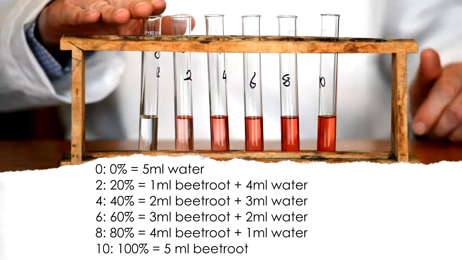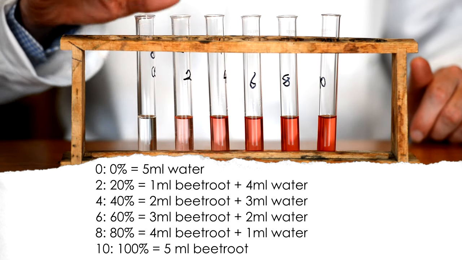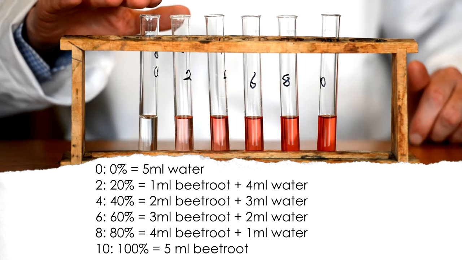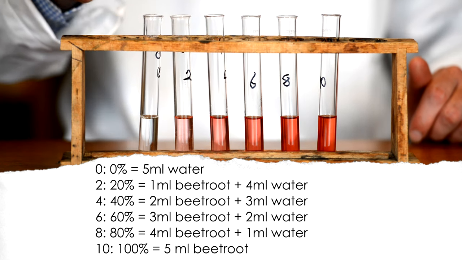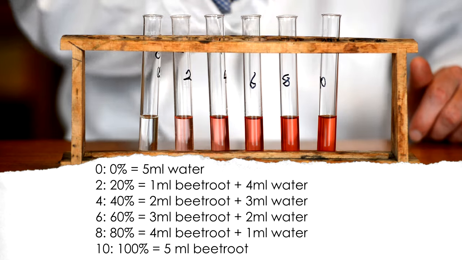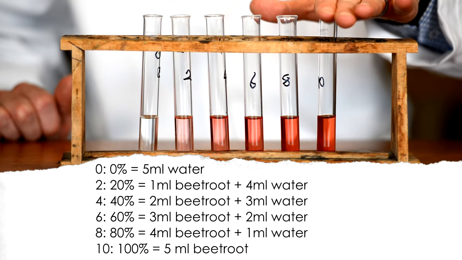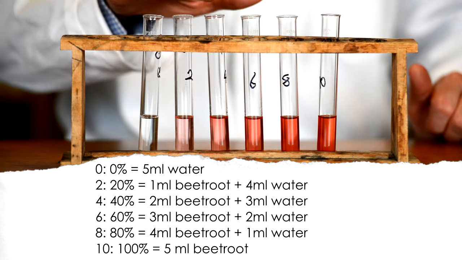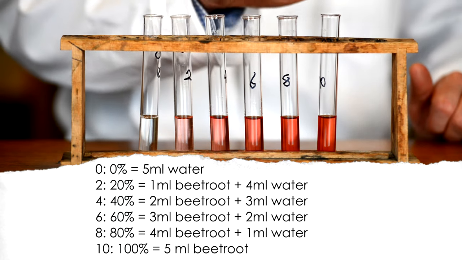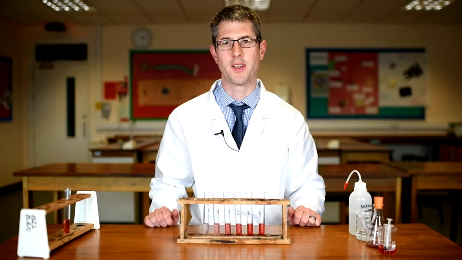So starting here, we have our 0% beetroot extract. That is pure water, and I've labelled that as per the method as zero. So it has an arbitrary value of zero. And you see the colour standards increase, going this way, up to 100% beetroot extract, which I've numbered 10. So this is 0, 2, 4, 6, 8, and 10. So these are my colour standards.